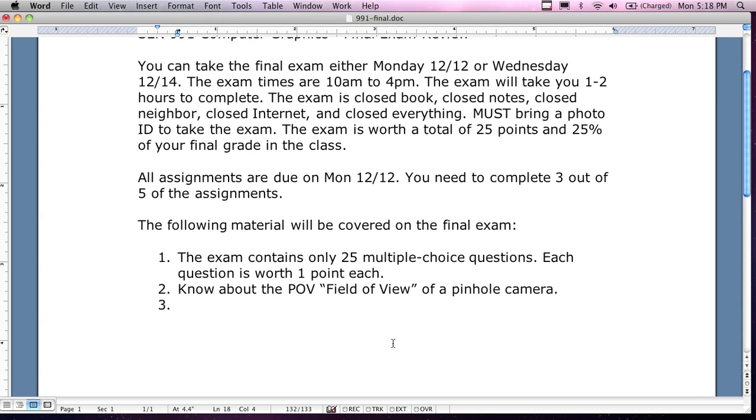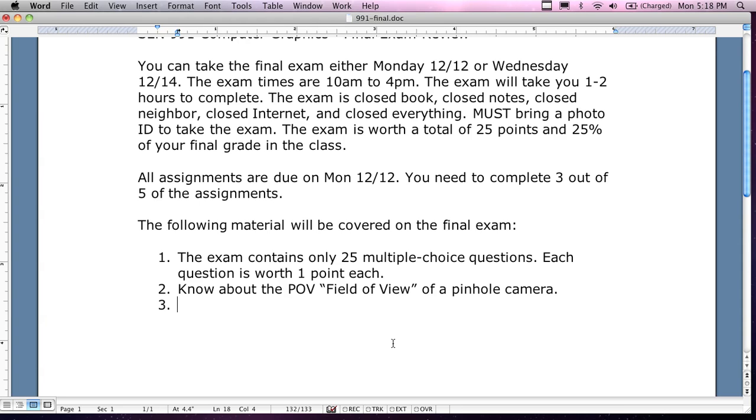I think they're extremely easy, but the wording, as an example, field of view, might throw you off. So know what that means. I want you to know what a pinhole camera is, and all the questions come out of the lectures as well. You select the one that applies, and it's multiple choice.